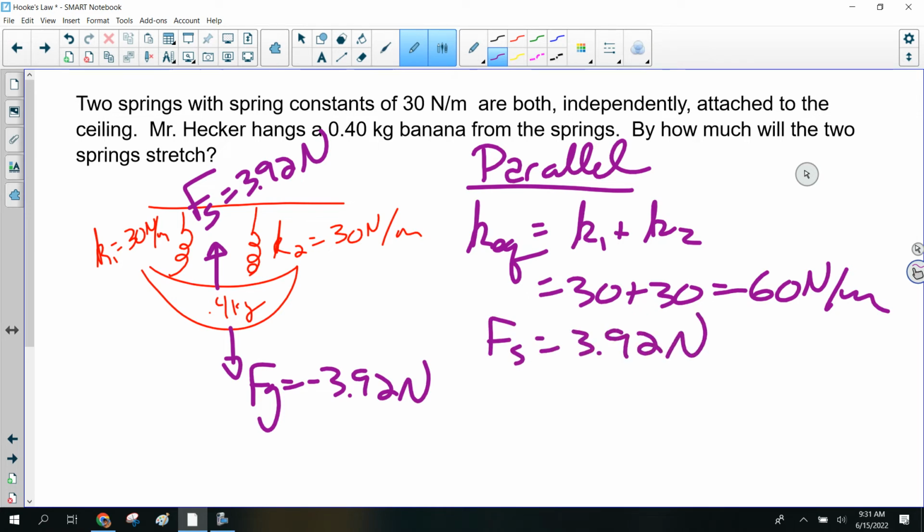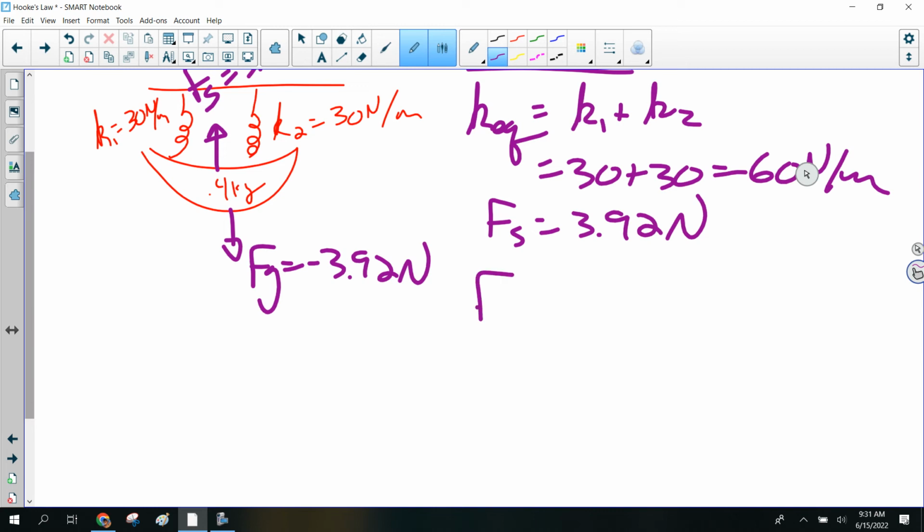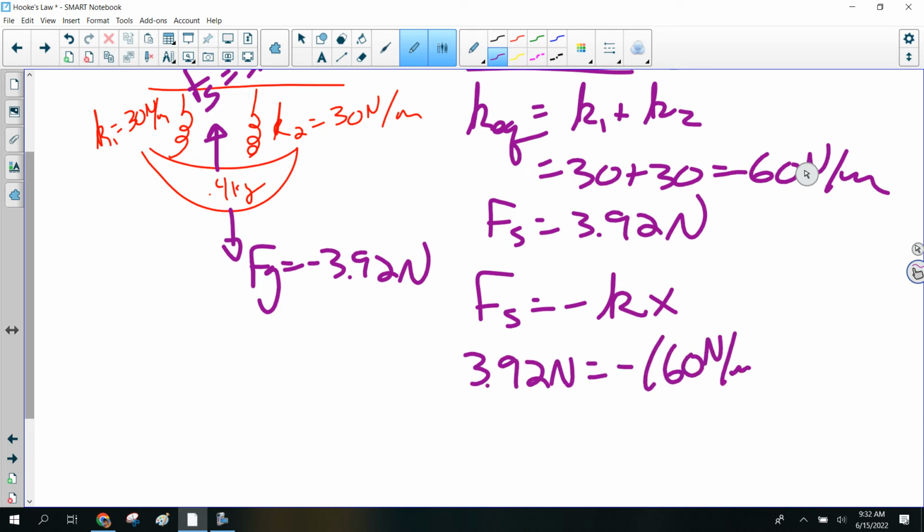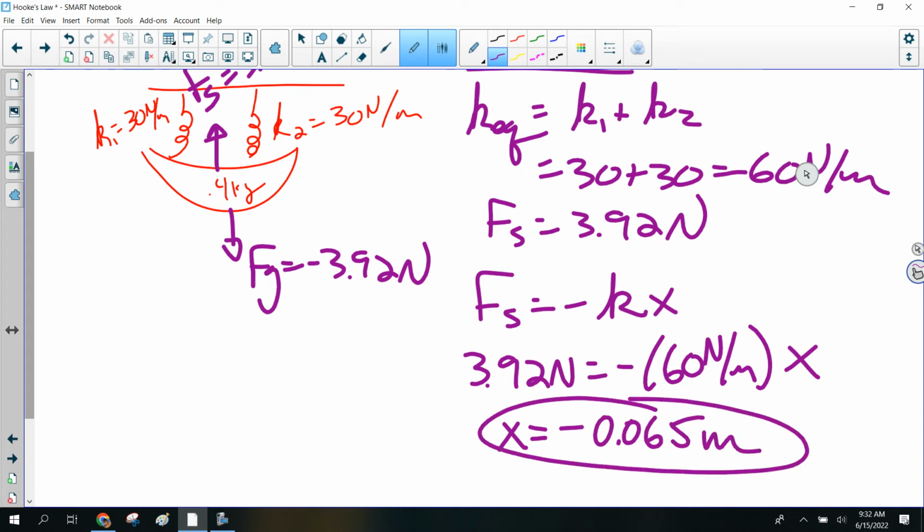So now all I'm going to do is go, well, force of the spring equals negative K times X. 3.92 newtons equals negative 60 newtons per meter times X. Divide both sides by negative 60, and your X turns out to be negative 0.065 meters. So that's how far the springs stretch down, about 6.5 centimeters.